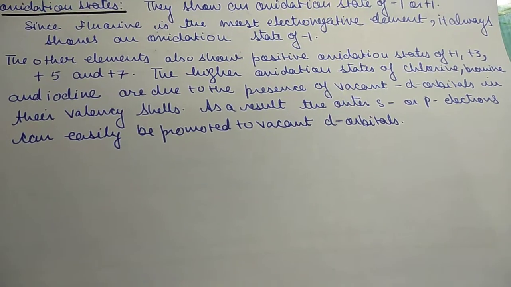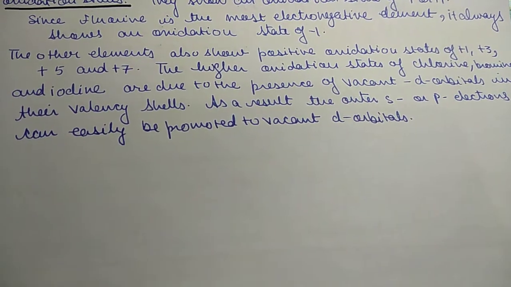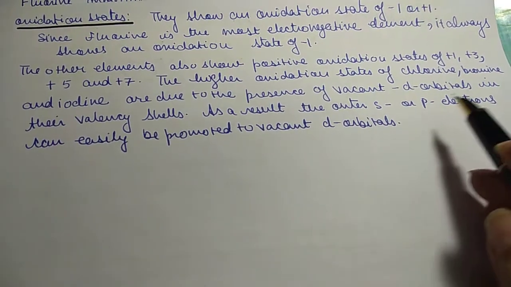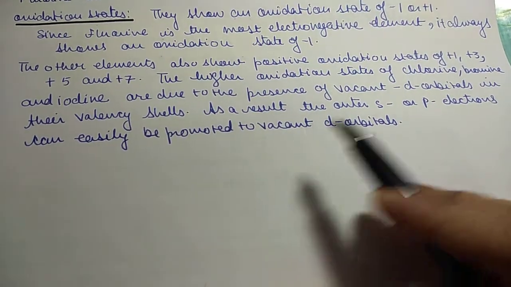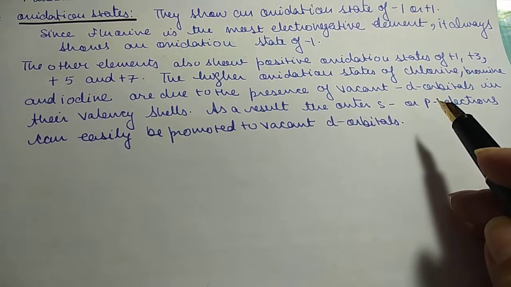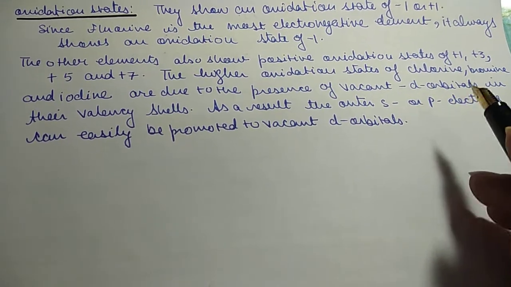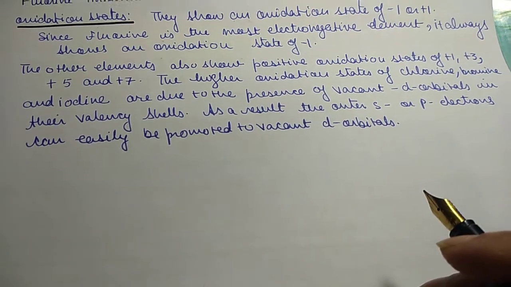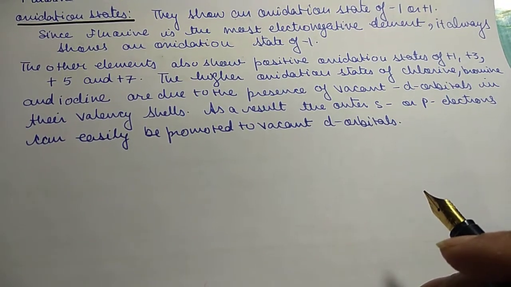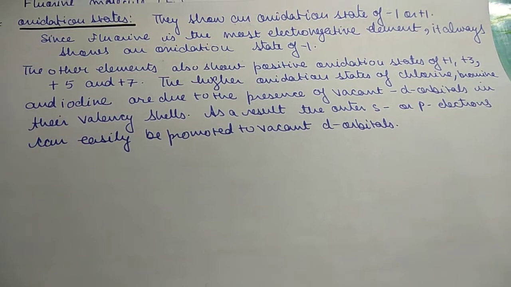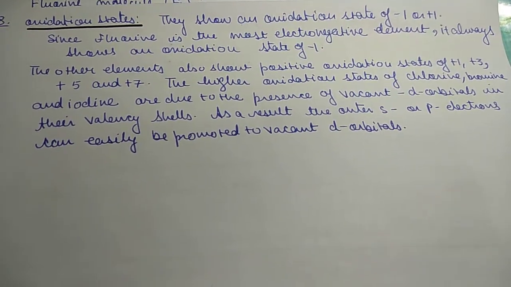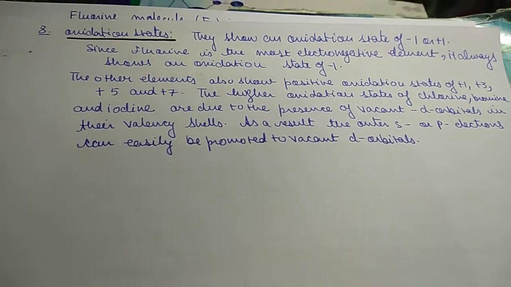Now the higher oxidation states of chlorine, bromine and iodine are due to the presence of vacant d orbitals in their valence shells. Yes, they all have vacant d orbitals, so they have the tendency to show higher oxidation states. As a result, the outer s or p electrons can easily be promoted to vacant d orbitals, and that is why they show higher oxidation states.